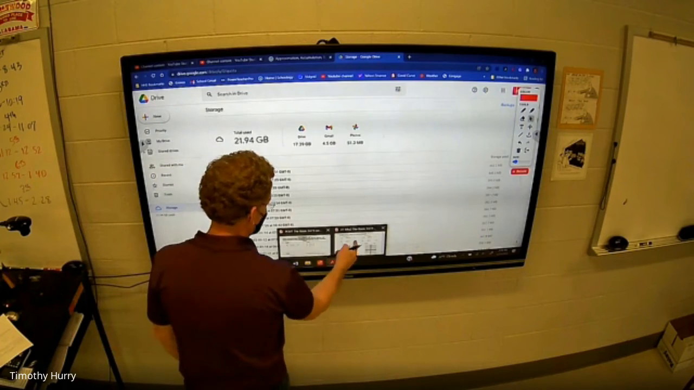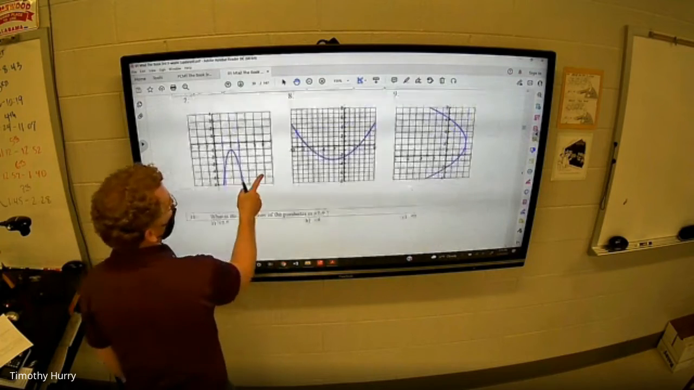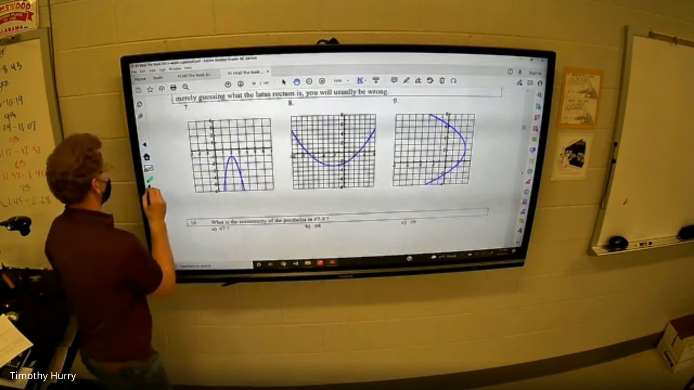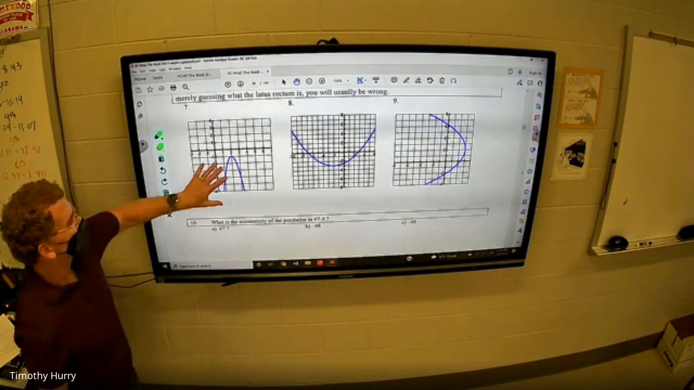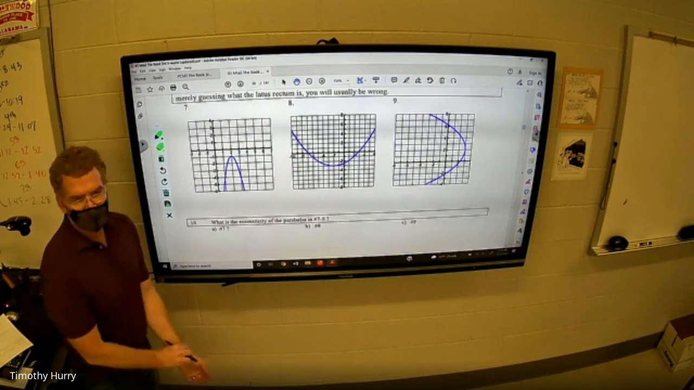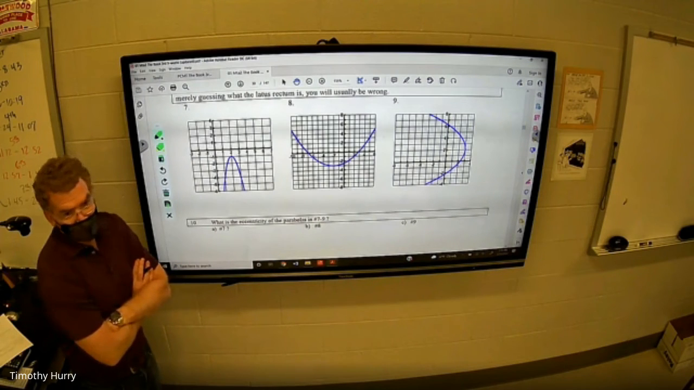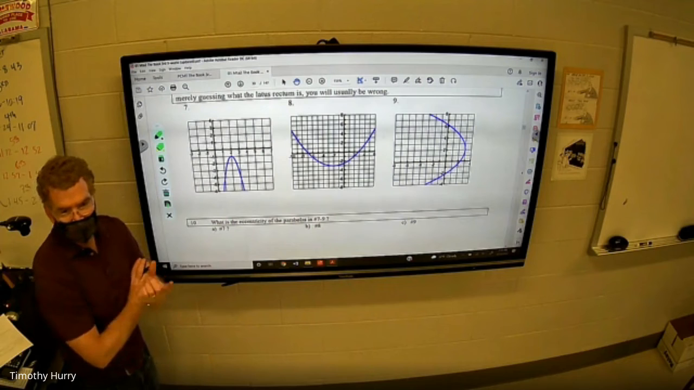Where am I? Go back to where we were. All right, here we go. So, how do I come up with that equation? What's a great place to start? Even before the vertex. What kind of parabola are you using? Up or down or left or right?